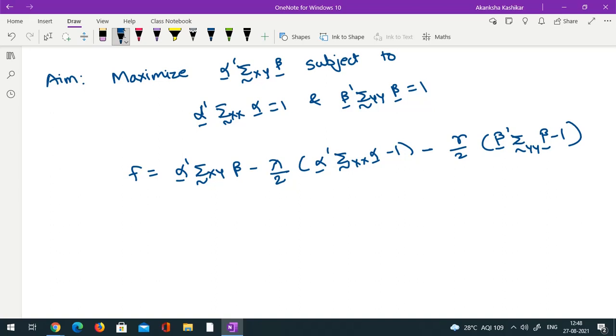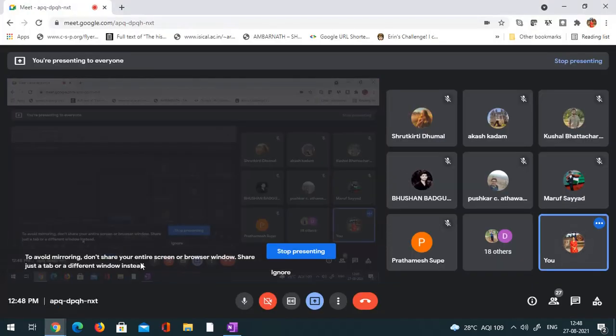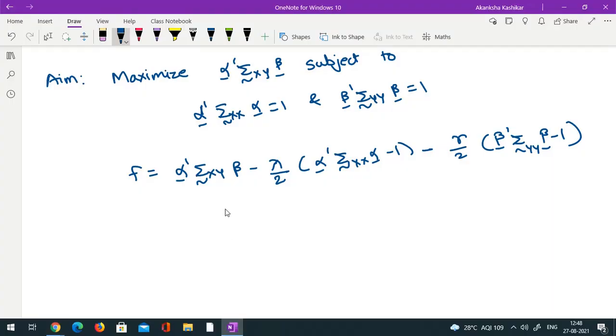Differentiate function with respect to alpha. Correct. May I know who was talking? Akash Kadam. Okay. So we need to differentiate with respect to alpha as well as beta because both are unknown. We need to decide both of them. And I hope by now you are comfortable with matrix derivatives under matrices. So the derivative of f with respect to alpha will be what?